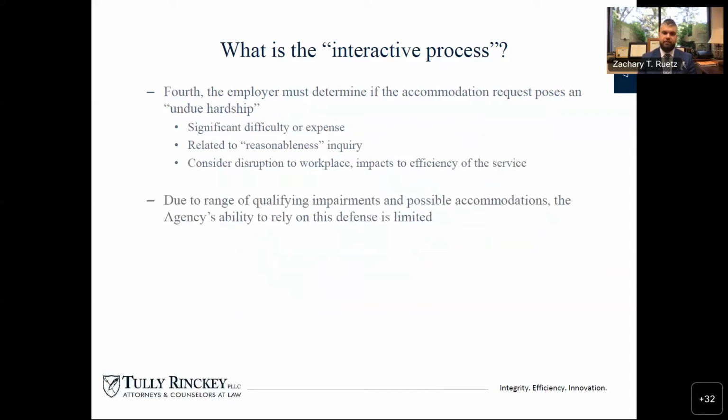And then finally, the employer has to determine whether or not this accommodation would pose an undue hardship. And this is a legal term of art. An undue hardship is very difficult to prove for most agencies due to the range of qualifying impairments and possible accommodations. JAN is a very good example of that. There are a ton of possible accommodations that could be considered reasonable. An undue hardship can be considered a significant difficulty or expense. And this is all related to that reasonableness inquiry, the reasonableness of that accommodation. They can also consider a disruption to the workplace and whether or not it impacts the efficiency of the service.